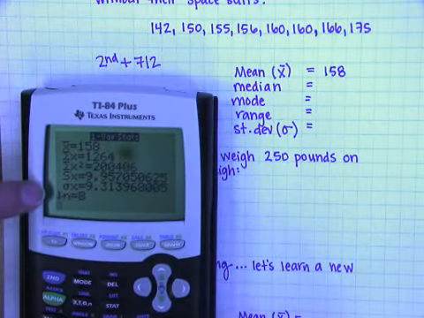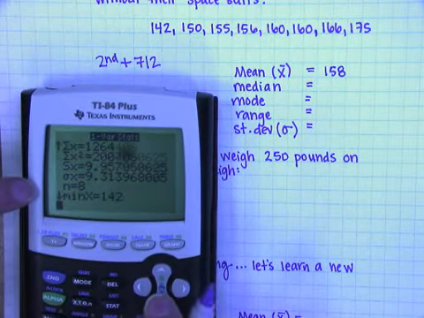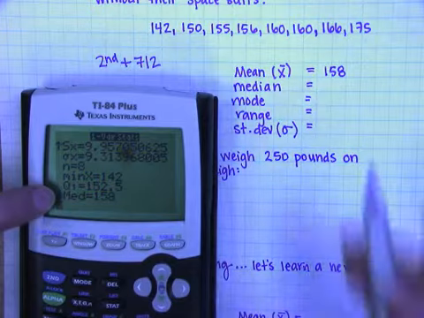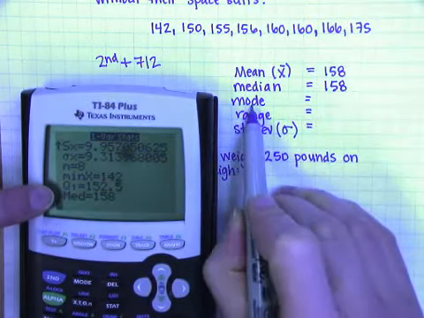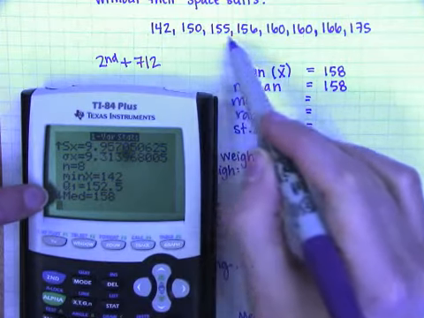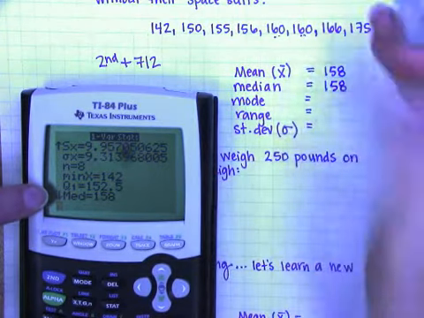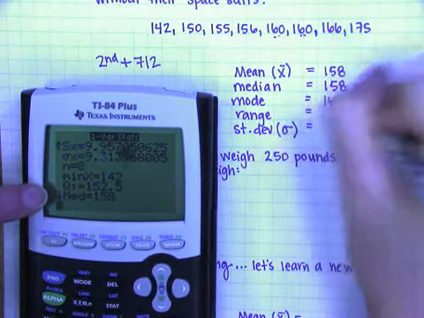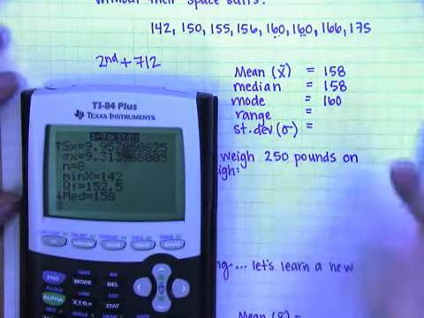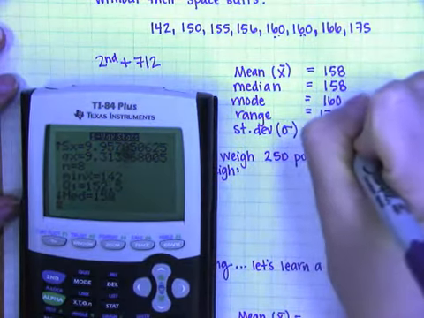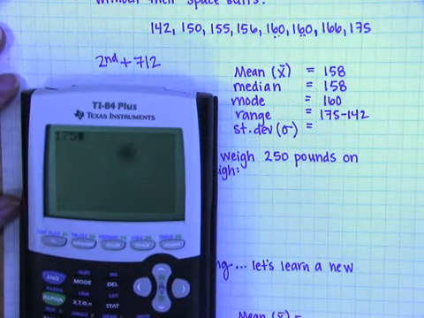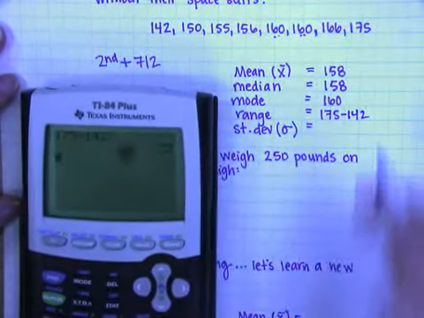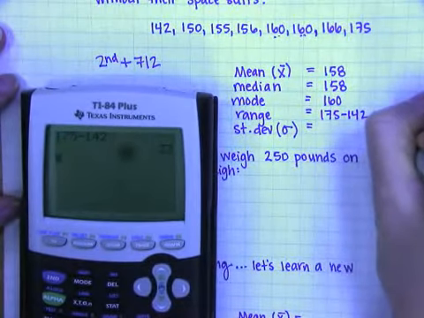Our median, to get it, you have to use the down arrow and scroll down. And it tells you the median is also 158. The mode is the number that occurs most. So for that, I just look at the list, and I see 160 occurs twice. So my mode is 160. The range is your largest number minus your smallest number. So 175 minus 142 is a range of 33.